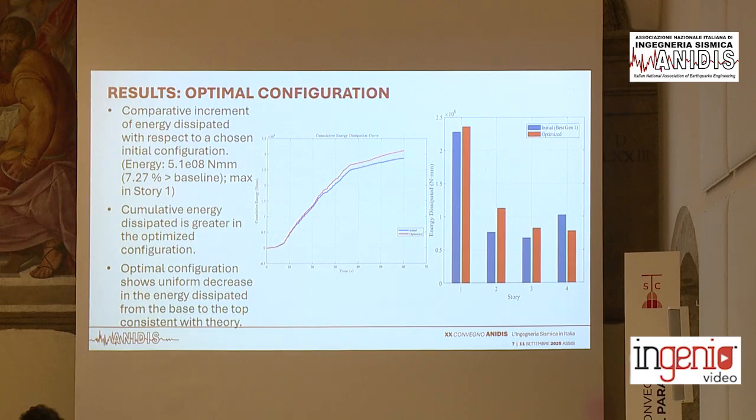So the optimal configuration exhibits a higher total dissipated energy compared to the initial one. It also displays a uniform decreasing trend in dissipated energy from the base towards the top, which is a characteristic of optimal design according to the literature.